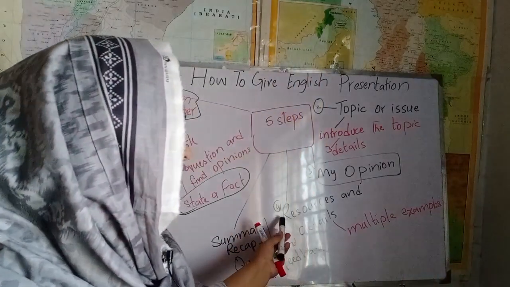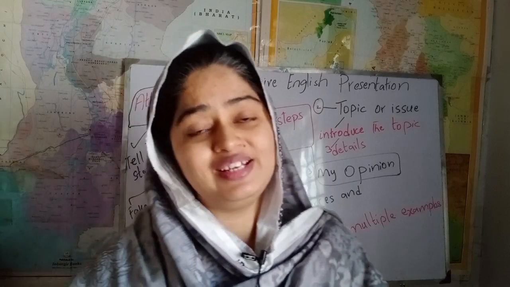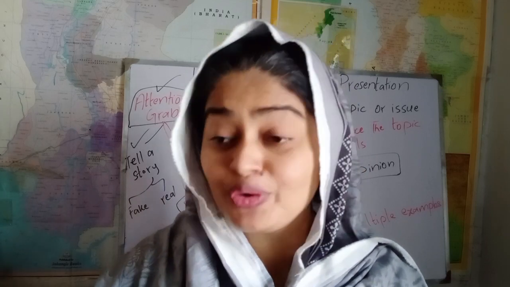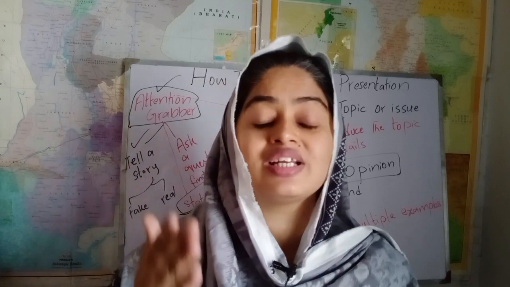Next, number four, resources and details. Now, what do you have to do? You have to quote the examples. You have to quote the resources. Why is democracy so popular? Give the examples of different countries. Give the examples of different historical events throughout the world, and beautify it, because when you illustrate it with examples and with facts, your presentation becomes quite successful.